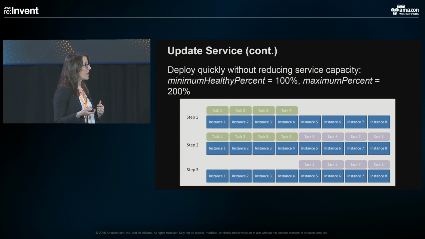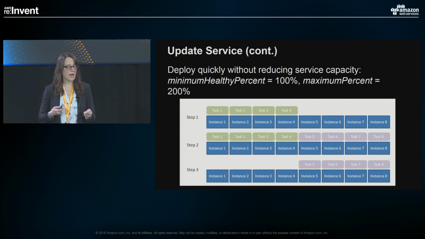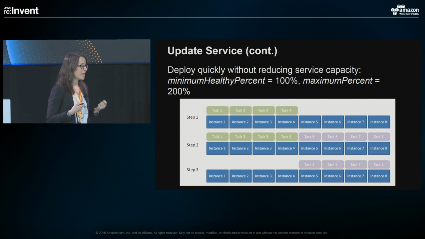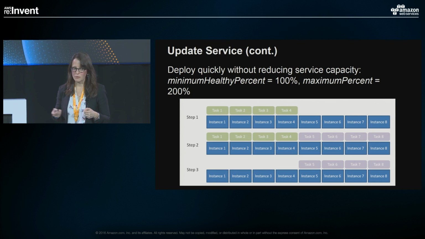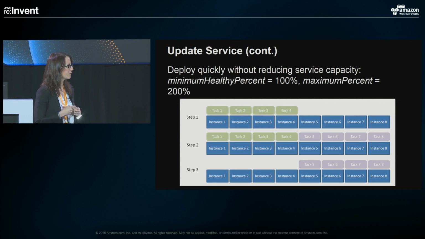You can also do this without reducing capacity. So in this case, you can set a minimum of 100 and a maximum of 200, kind of akin to doing a blue-green deployment with ECS.